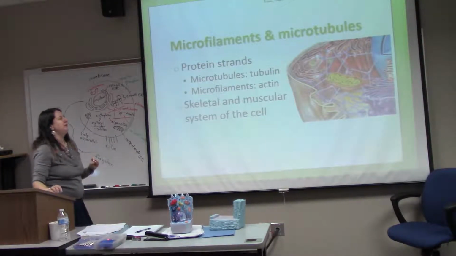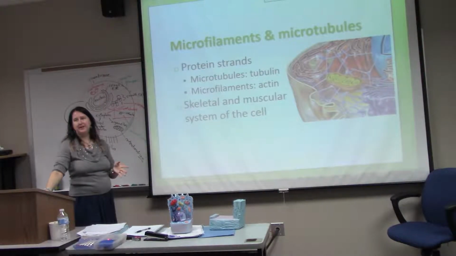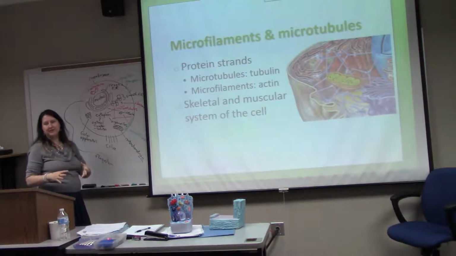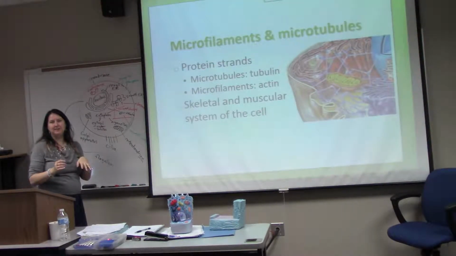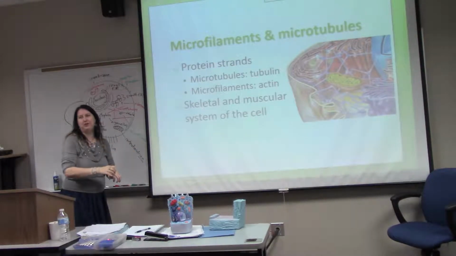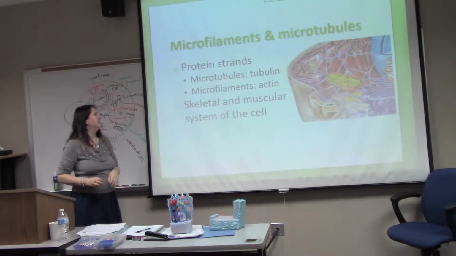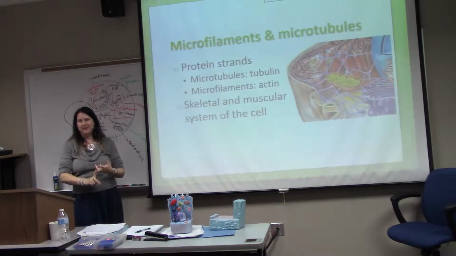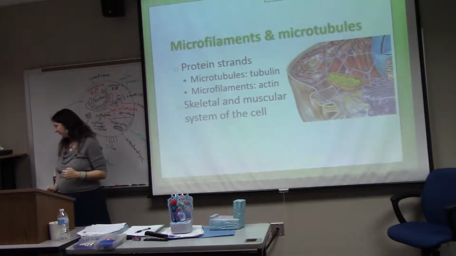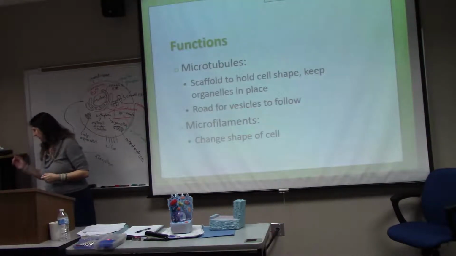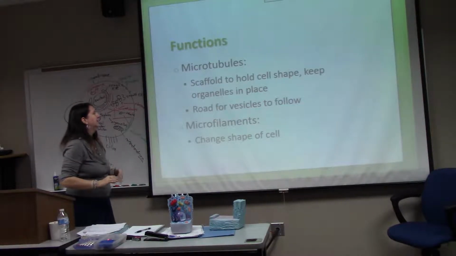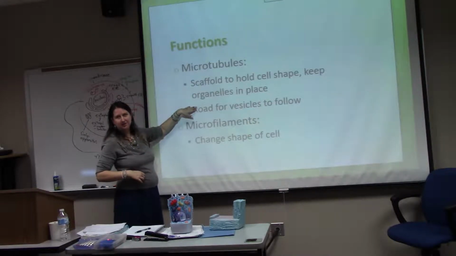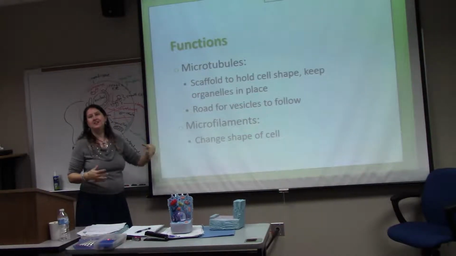Now, the microtubules have one additional function, which makes them like a cardiovascular system. Vesicles don't just swim where they're going. They actually have a protein on them that's kind of like little feet that walks along a microtubule. So your cytoskeleton overall is skeletal, muscular, and cardiovascular. So microtubules are a scaffold and a road. Microfilaments, like muscles.